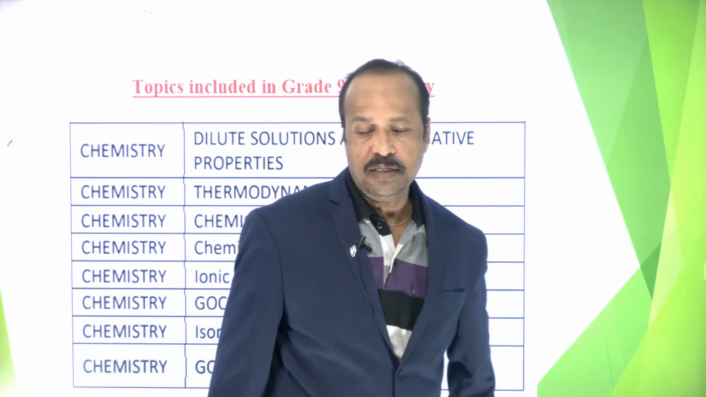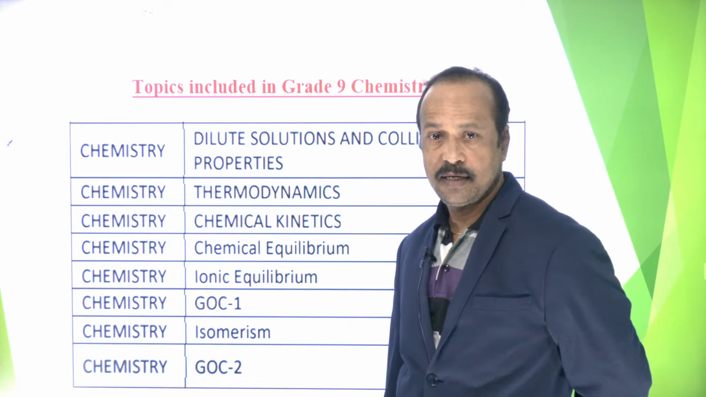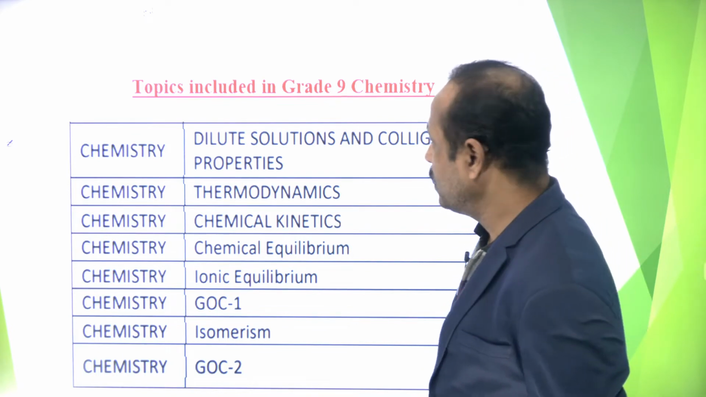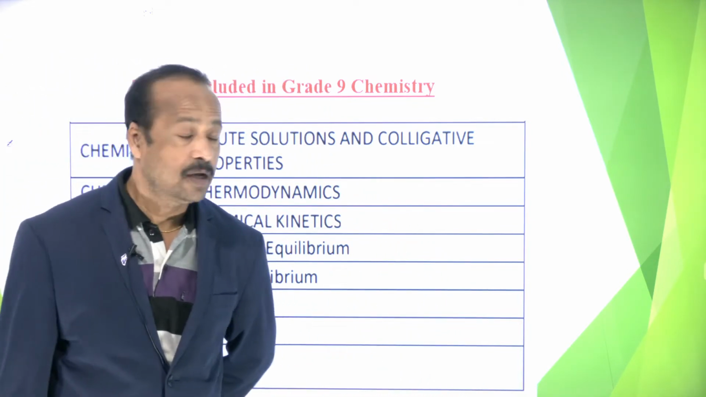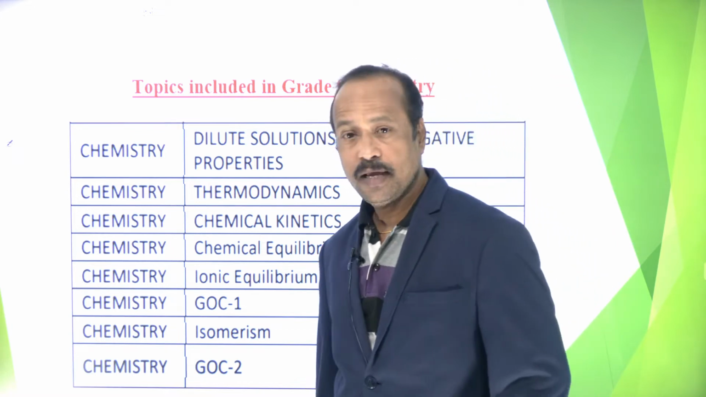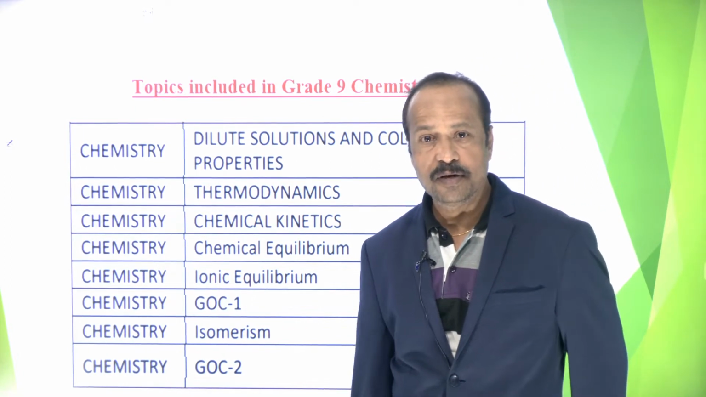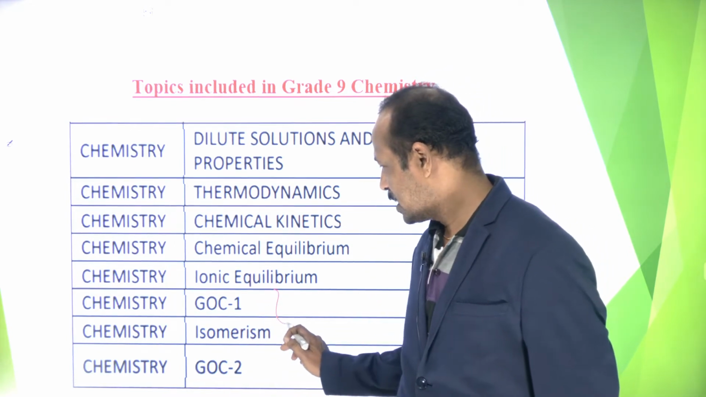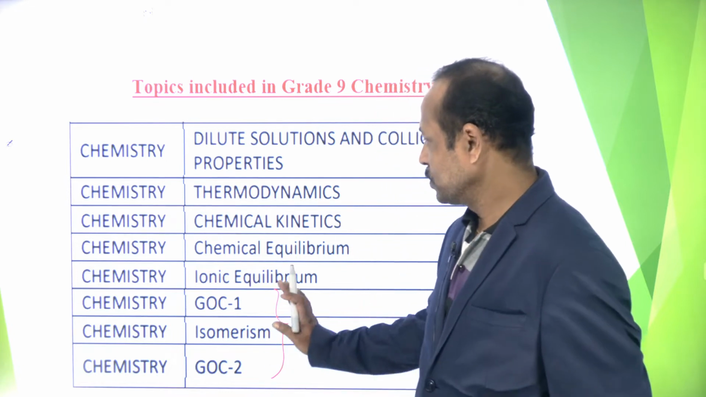Okay. So if you see students here on the screen, these are the topics we are going to discuss in the 9th class, right? So what are the topics? Dilute solutions and colligative properties. This will be our first chapter. Next, thermodynamics. That's the second chapter. Third one, chemical kinetics. Fourth one, chemical equilibrium. Fifth one, ionic equilibrium. And the remaining three come under general organic chemistry. Alright. So these are the topics we are going to discuss.